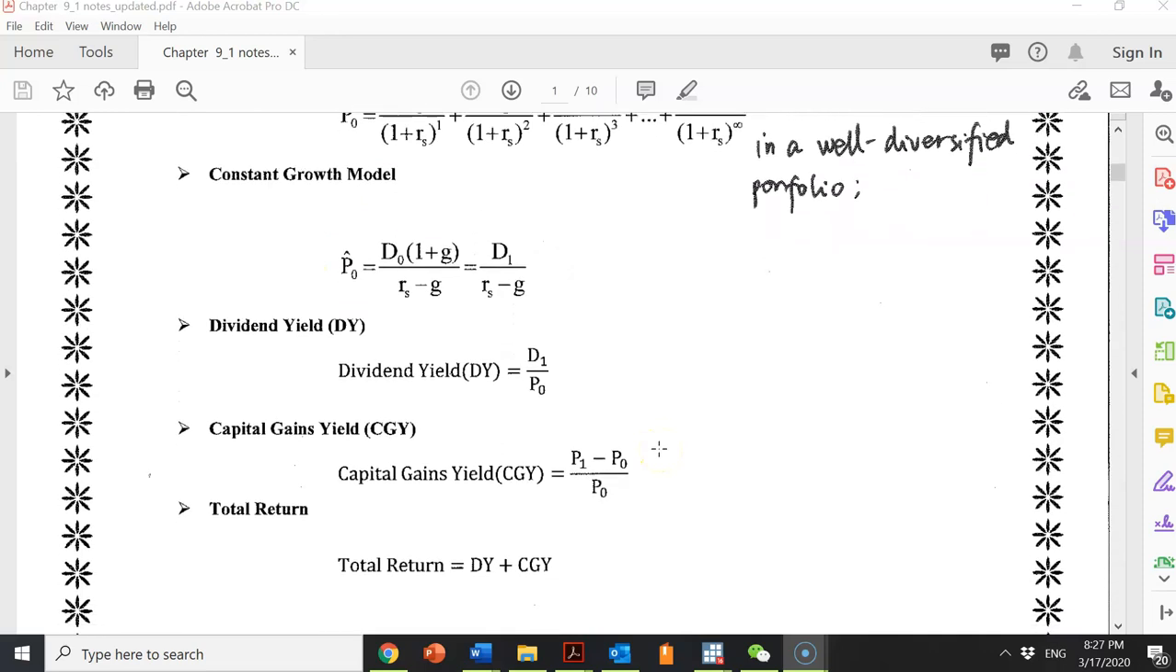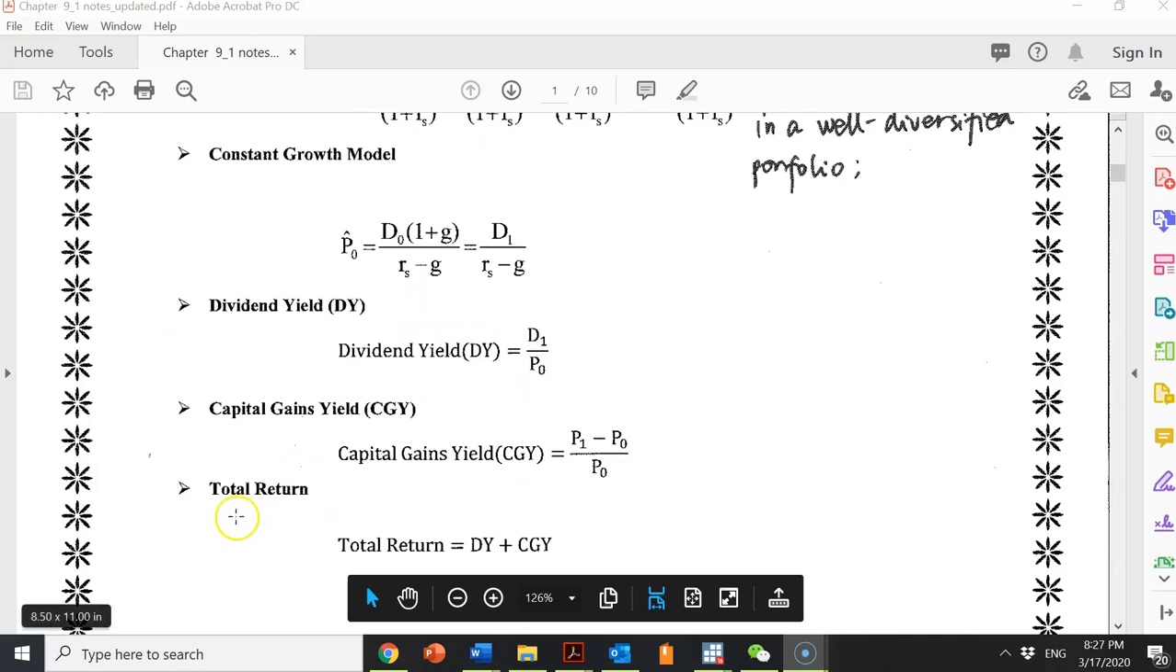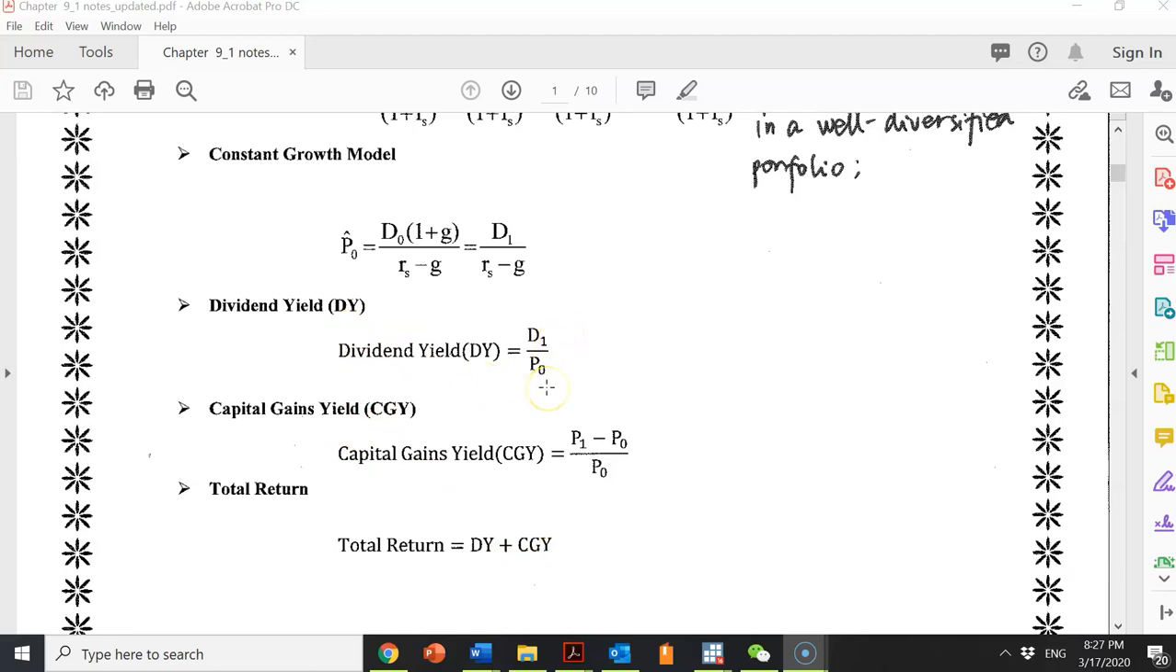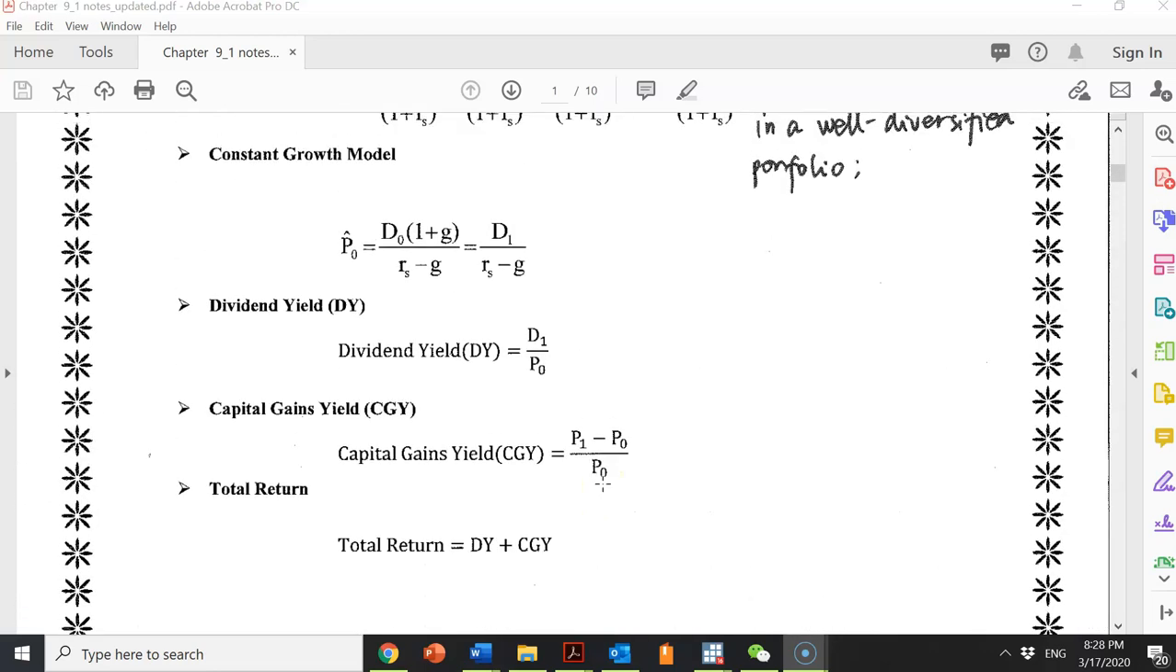Besides these, we would have a group of concepts where dividing total return into 2 components, dividend yield and capital gains yield. The total return of the stock equals dividend yield, DY, plus capital gains yield, CGY. And dividend yield of the stock is D1 over P0, dividend at time 1 divided by original price. Capital gains yield is the change in price, P1 minus P0, divided by P0, the original price. So here are some key concepts we're going to learn today.